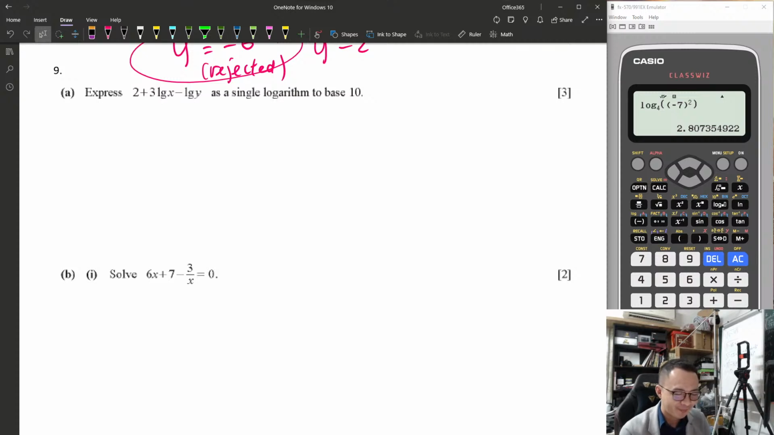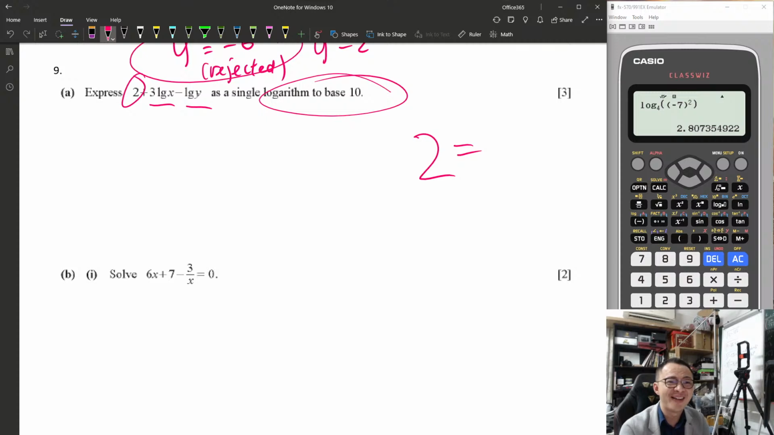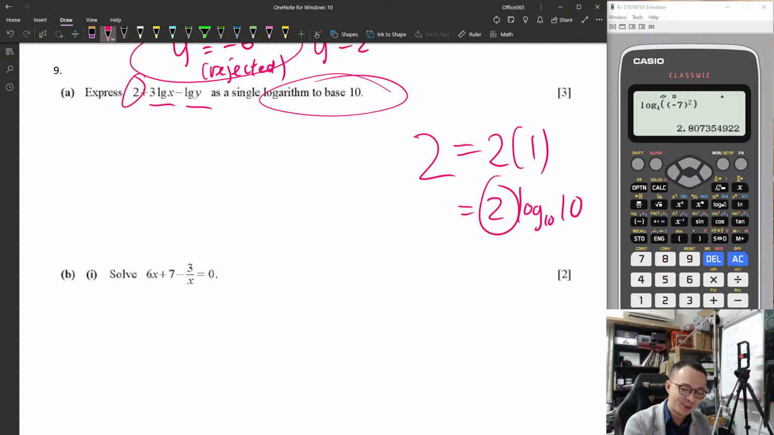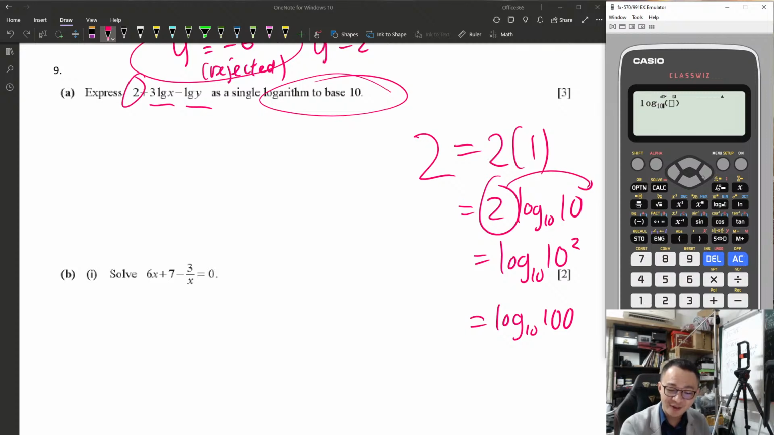Okay, so the next one, they want log base 10. This is log base 10, nice, no need to do anything. This is log base 10, nice. But 2 is not log base 10. So what can we do for 2? We add the log base 10 for it. 2 is 2 times 1, right? 1 is basically log base 10 of 10. Then the 2 I can move to the top, becoming log 10 of 10 squared, which is log 10 of 100. If I type in a calculator log 10 of 100, definitely I get 2.